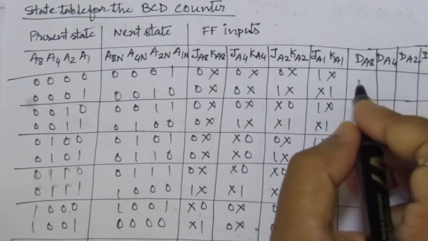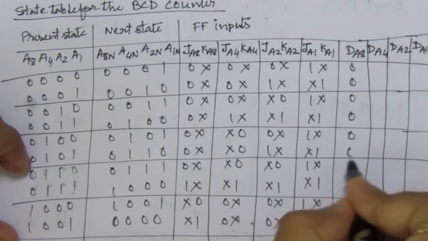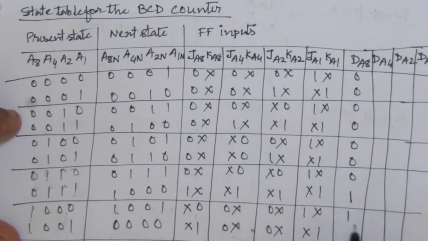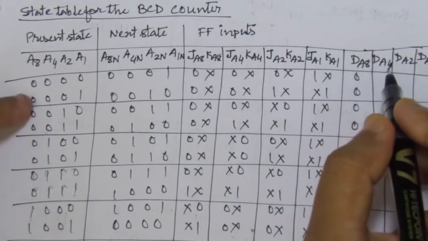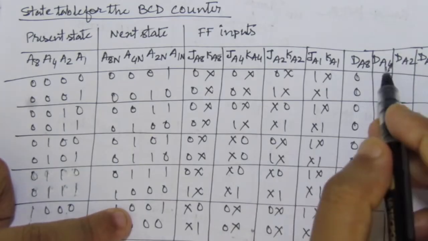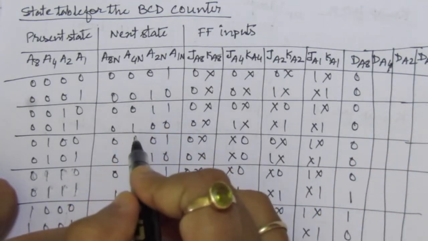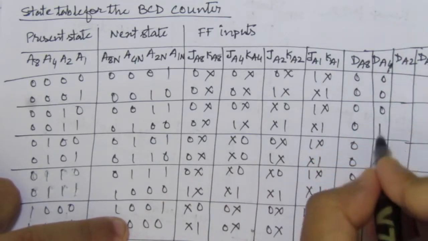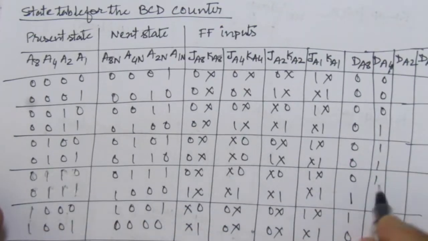So we'll have 0 0 0 0 0 0 0, and then 1 and 1 and 0. This is the fourth flip-flop. For the third flip-flop, this sixth column will be the same as the DA4 column. So here we'll have 0 0 0 1 1 1 1, 0 0 0 1 1 1 1. Then we have 0 0 0 0 0 0.